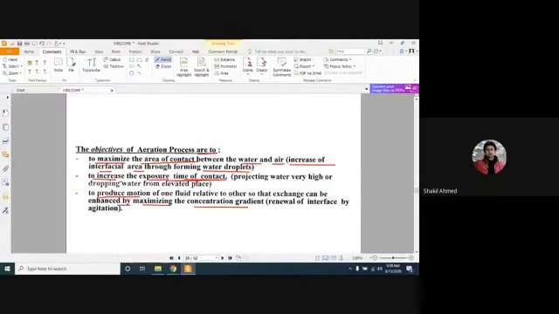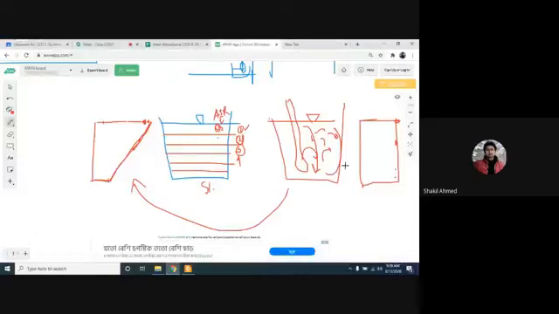Turbulence produces motion of one fluid relative to the other so that the exchange can be enhanced by maximizing the concentration gradient. Okay, is it clear? Yes, sir.